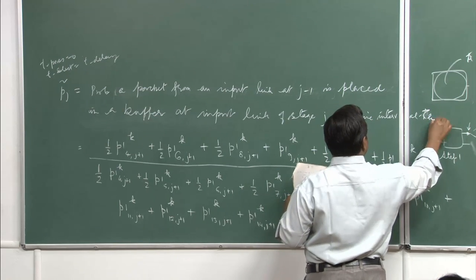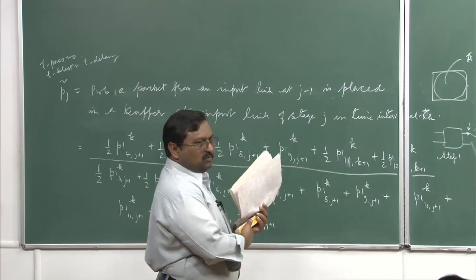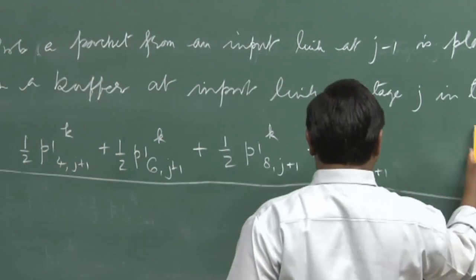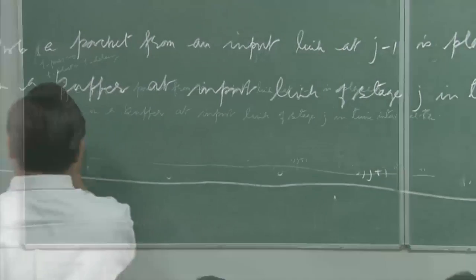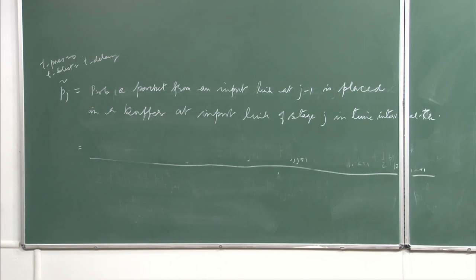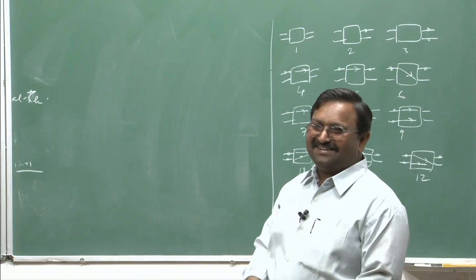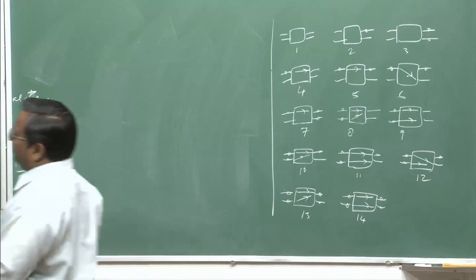Time interval tau k. So again I have to write down all the state probabilities. This will also be called pj tilde. This also will be called pj bar. Now it is not pj tilde, it is pj bar, sorry.